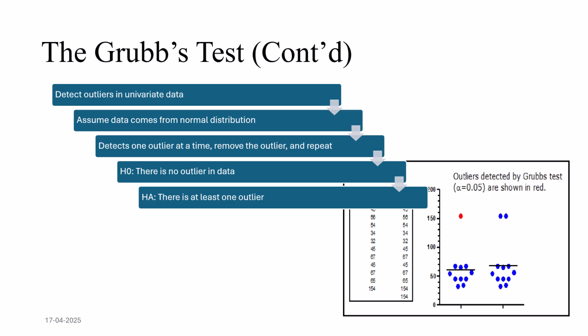It detects the outliers in univariate data. Assume the data comes from a normal distribution. It detects one outlier at a time, removes the outlier, and repeats. Null hypothesis: there is no outlier in the data. Alternative hypothesis: there is at least one outlier.